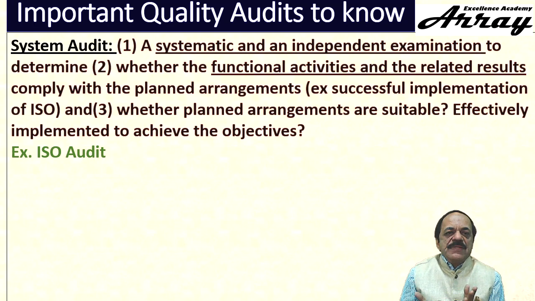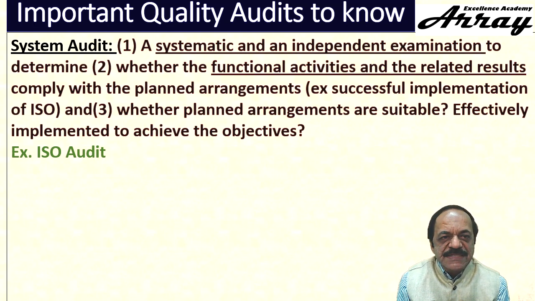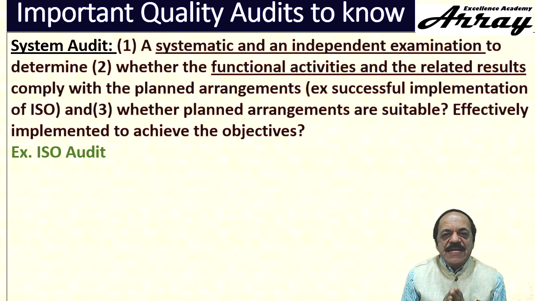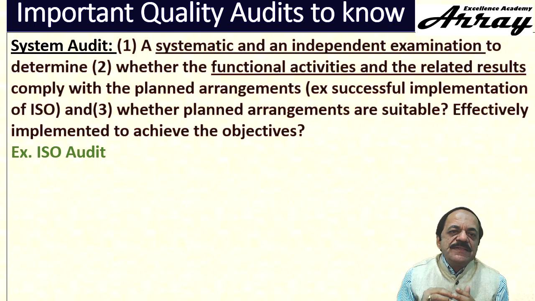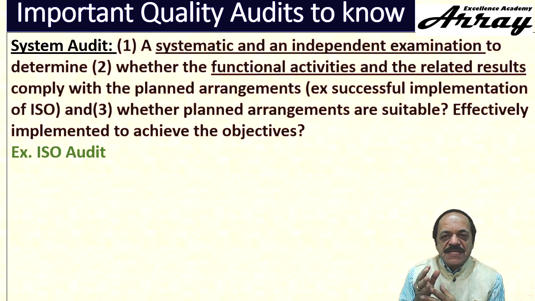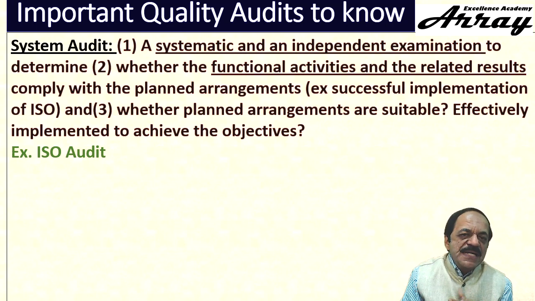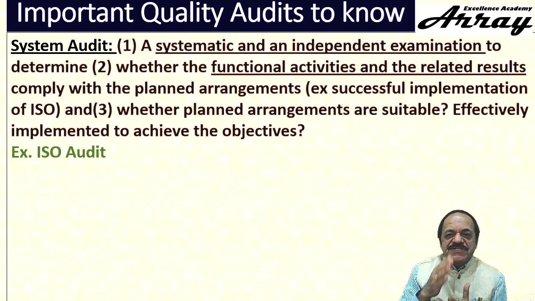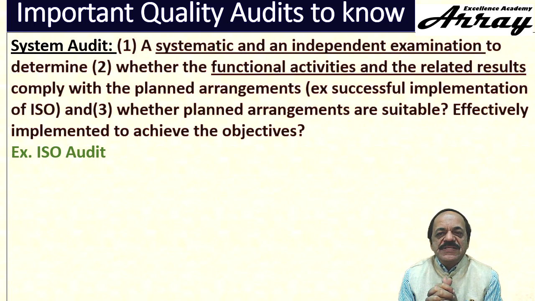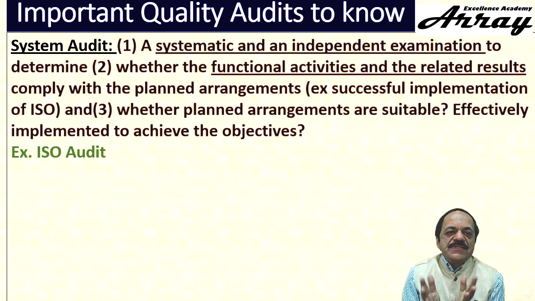System audit. As I can say, ISO audit is a system audit. It is a systematic and independent examination to determine whether the functional activities, meaning there are various functions, say HR activity, finance activity, manufacturing activity, testing activity, customer service activity, marketing activity, and so on, and the related results, these processes have their interrelationships, and combined together seamlessly, they should align with one another and deliver the maximum for the organization.